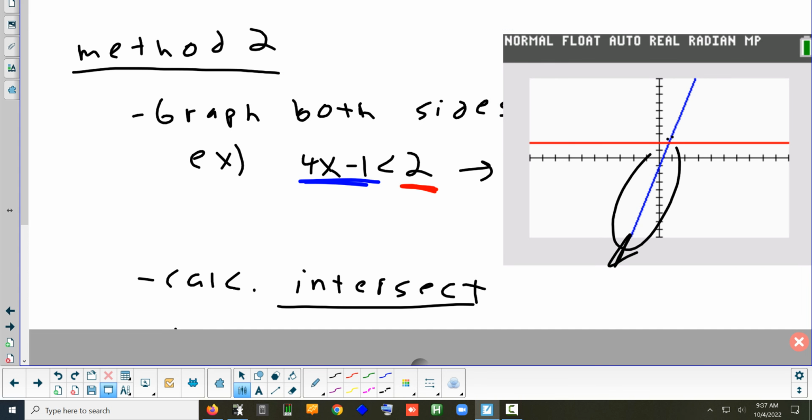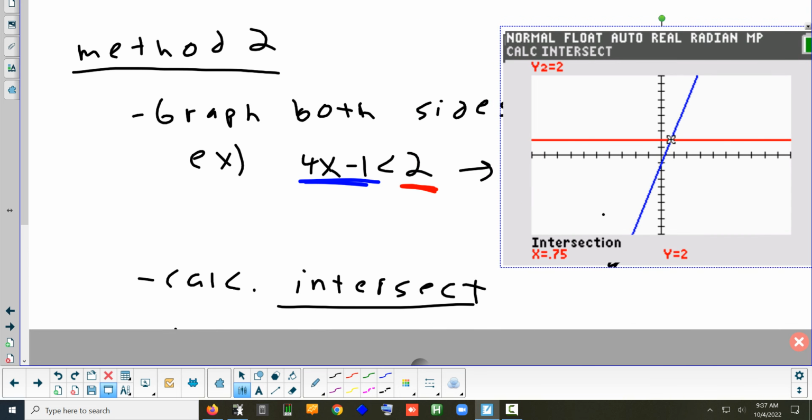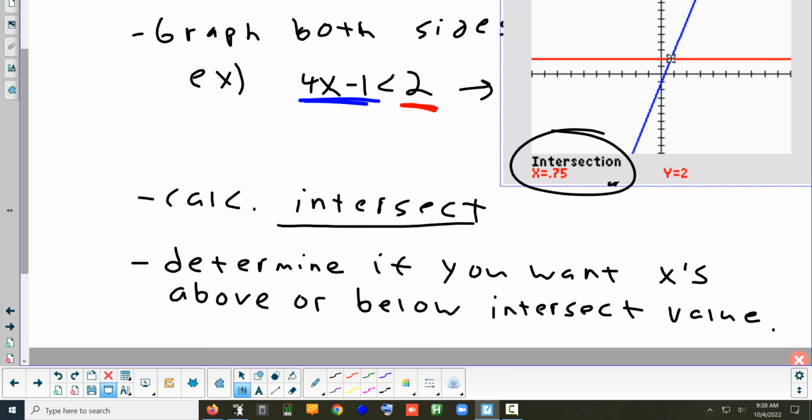But I need to find that exact point. And I know we did this yesterday when we found a break-even point. So second, calc, intersect, and then just hit enter 3 times. And it says the intersection is at 0.75. This time, we want everything below that because we want to head to the left. Heading to the left keeps the blue line under the red line. So it's the same answer.